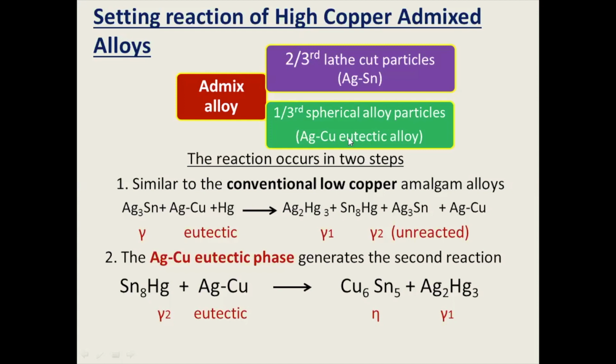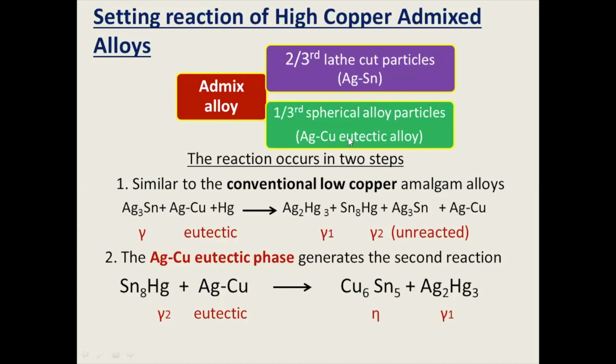Now the reaction between the admixed alloy and the mercury: the procedure will start the same way. When the amalgamation reaction starts, trituration removes the oxide layer and the mercury dissolves into the silver alloy powder. Here the reaction occurs in 2 steps. We saw a single reaction in a low copper amalgam; here it is a combination of the 2 steps.